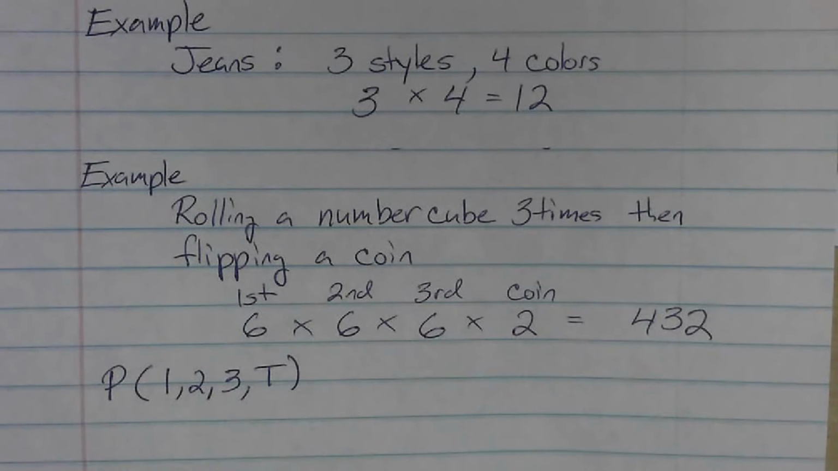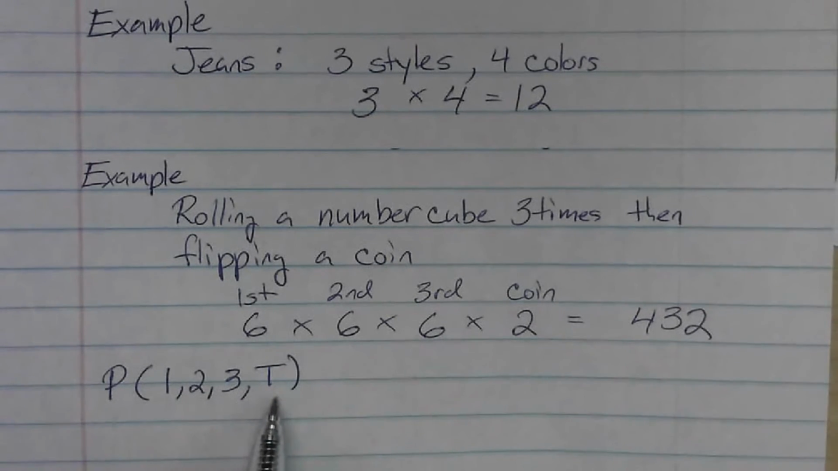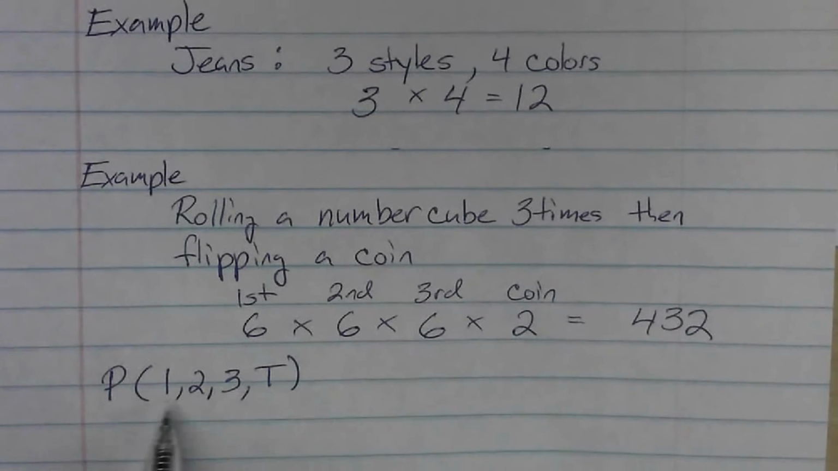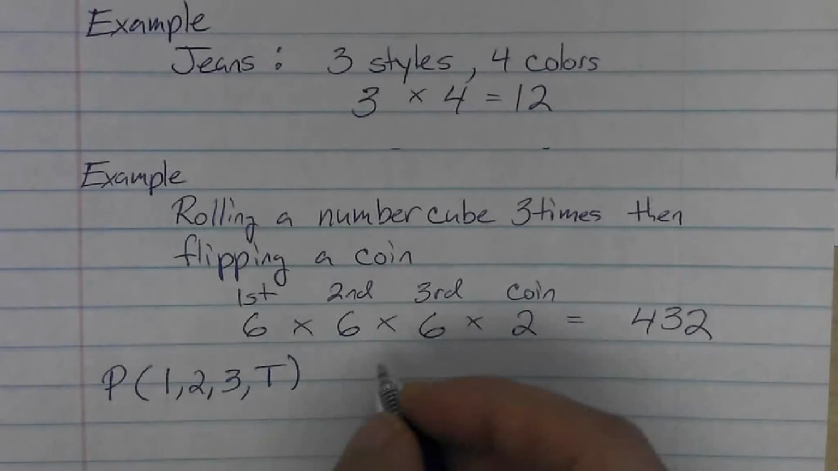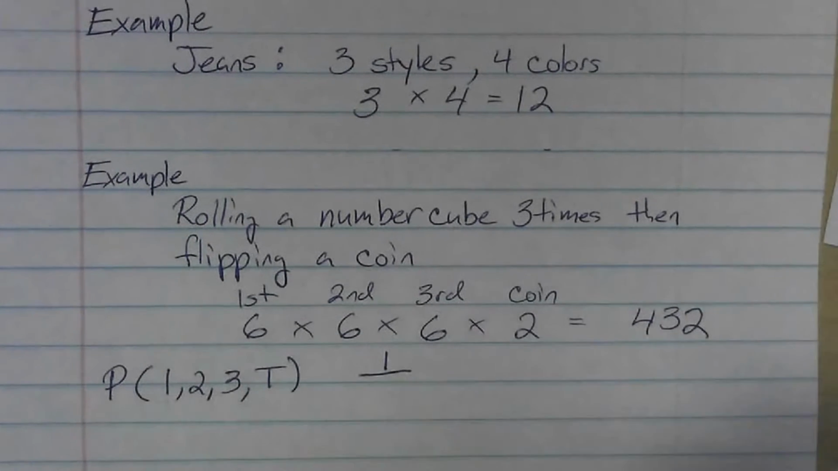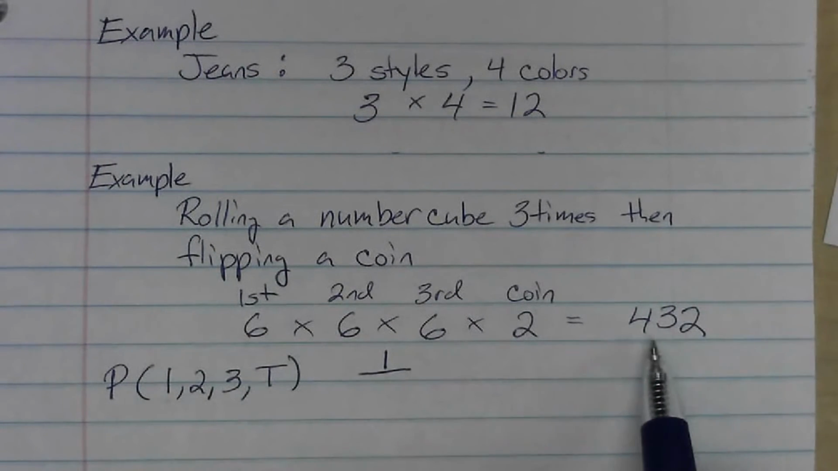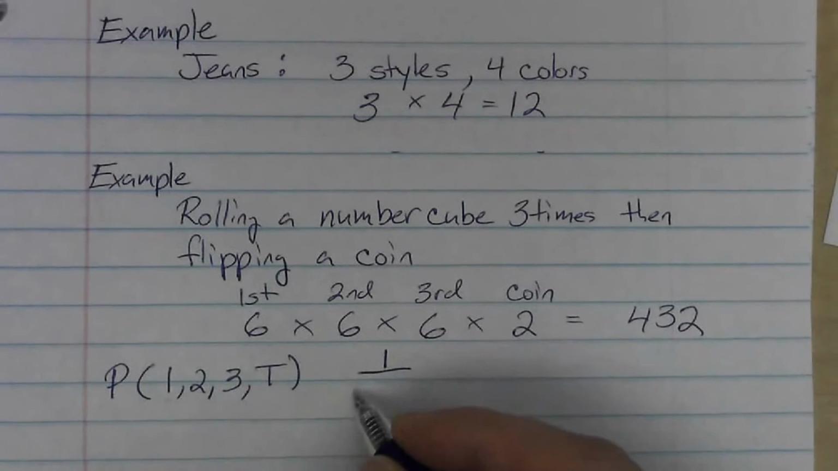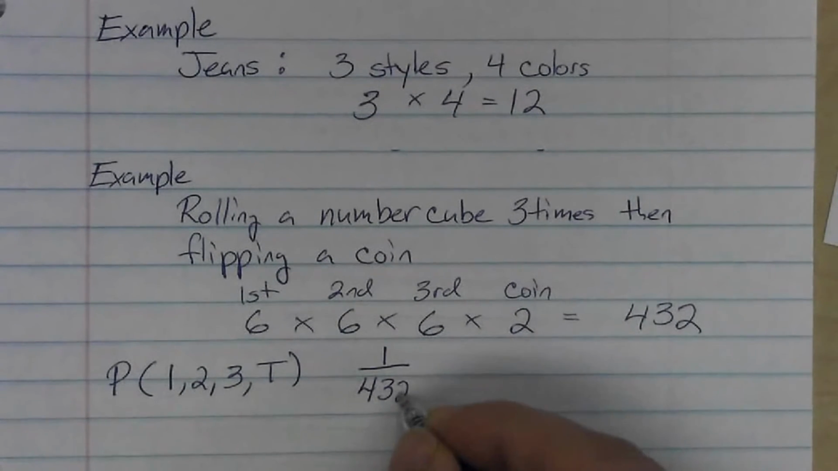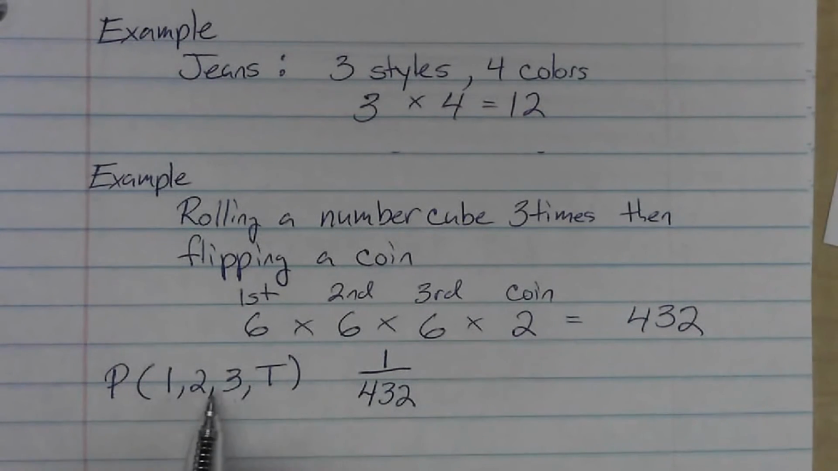Now, let's say that we wanted to take this a step further, and we wanted to know the probability of getting a 1, then a 2 on the second roll, then a 3 on the third roll, and then getting tails in this situation right here. Well, this is exactly one specific combination. So, one specific combination out of how many combinations? 432. So we would say the chance of getting a 1, then a 2, then a 3, then tails would be 1 out of 432.